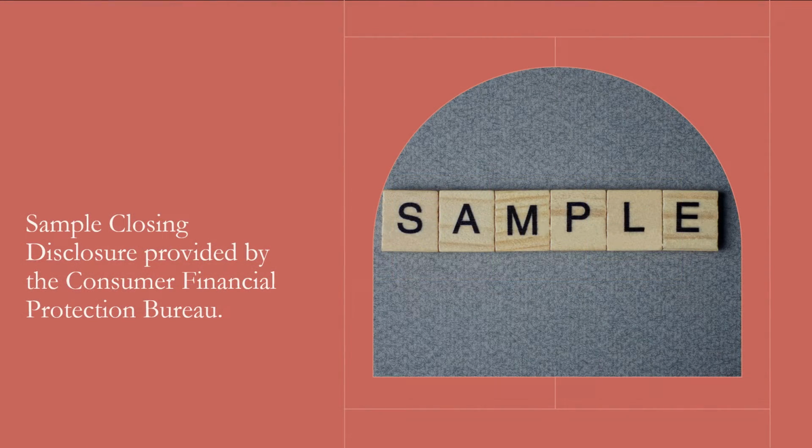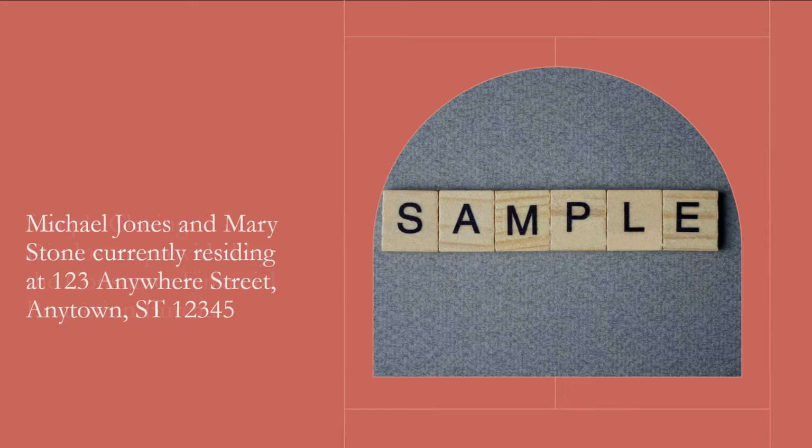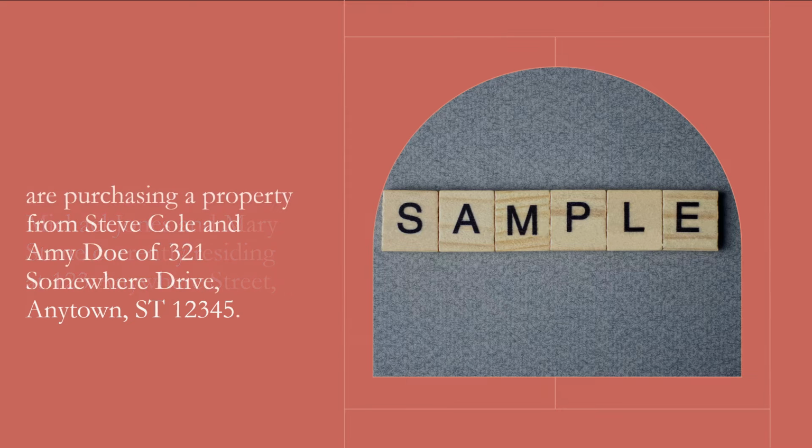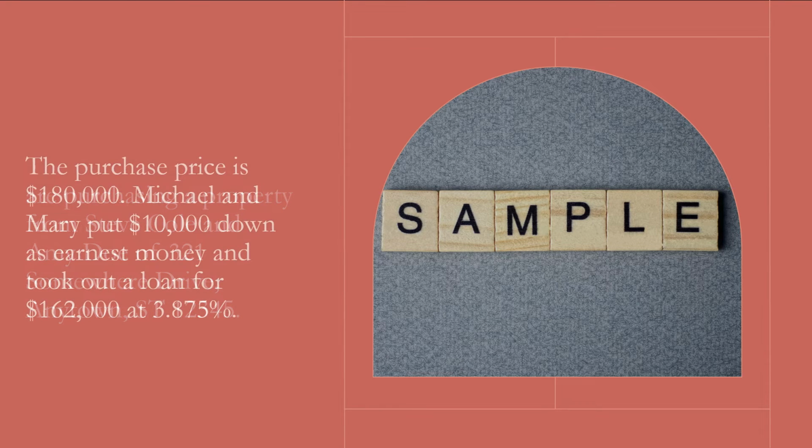Sample closing disclosure provided by the Consumer Financial Protection Bureau. Michael Jones and Mary Stone, currently residing at 123 Anywhere Street in Anytown, State 12345, are purchasing a property from Steve Cole and Amy Doe of 321 Somewhere Drive. The purchase price is $180,000. Michael and Mary put $10,000 down as earnest money and took out a loan for $162,000 at a 3.875% interest rate.